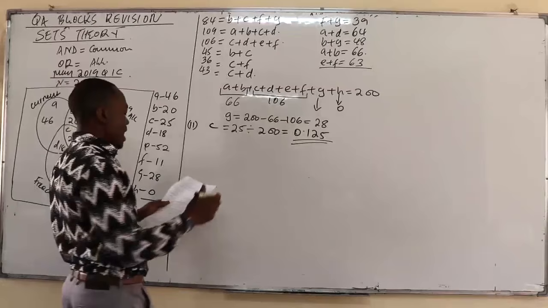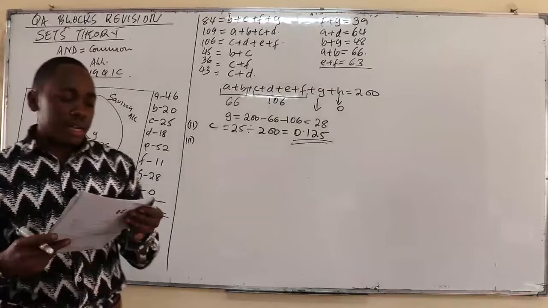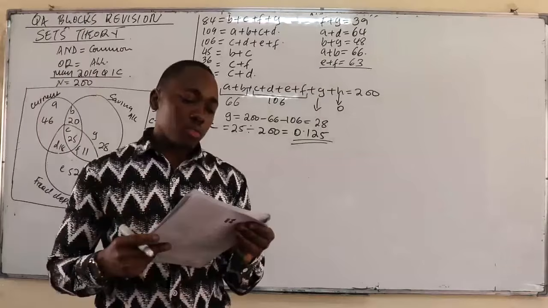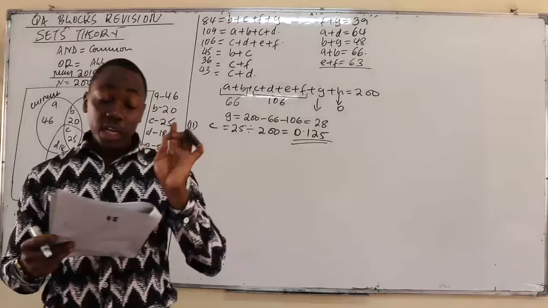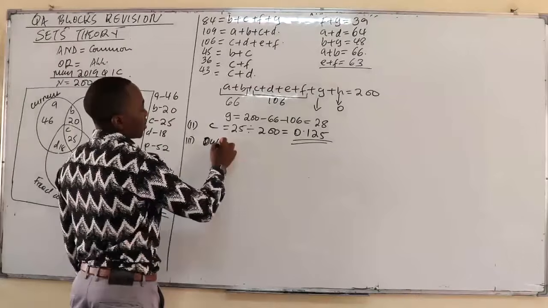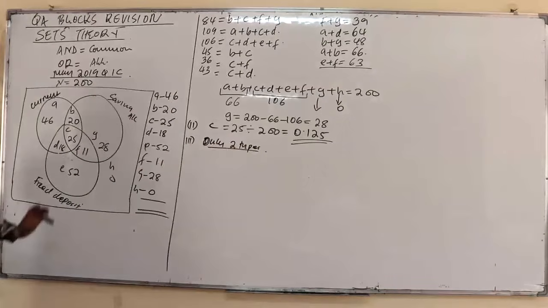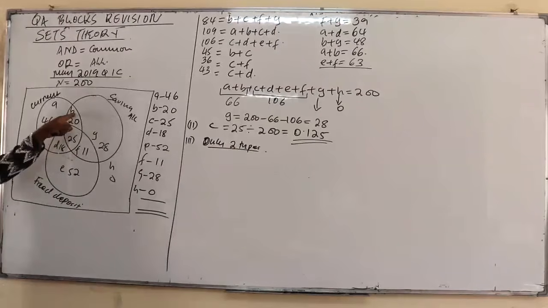Number 3. The probability that a customer selected at random operates only 2 types of account. Only 2 types. That's very easy. So in this case, we have B, C, D, F, but C operates 3. Are you together? So in this case, we only have B, we have D, and we have F.